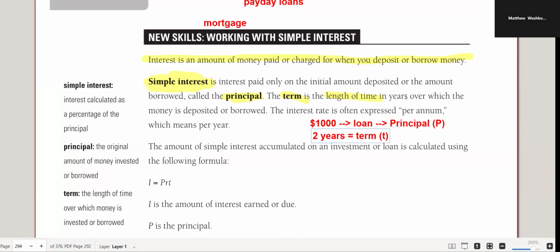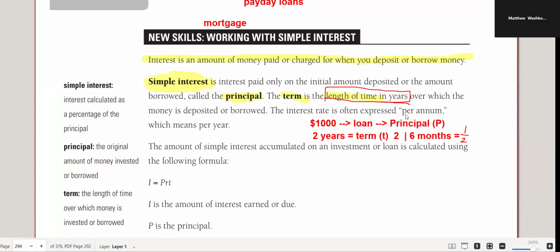Now, one thing I want to note is it's the length of time in years. So this would just be 2. If I were to do 6 months, well, that is half a year, 0.5, or better yet, 1 over 2. Fractions are going to be your friend in this section from this point onwards. So this is half of a year. That's an important aspect here. It's the length of time in years.